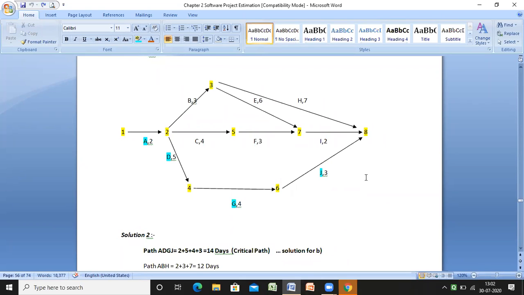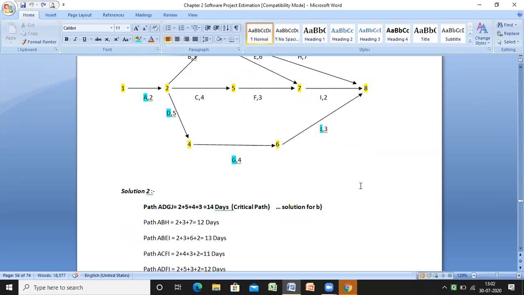Now, what path do we get? For the path we get ADGJ. That means the total duration calculated is 14 days. That's why it is the critical path, because the total is higher than any other one. In purple color I marked ADGJ. This is the path, and it calculates to 14 days.